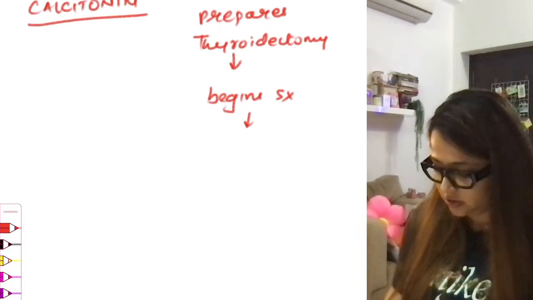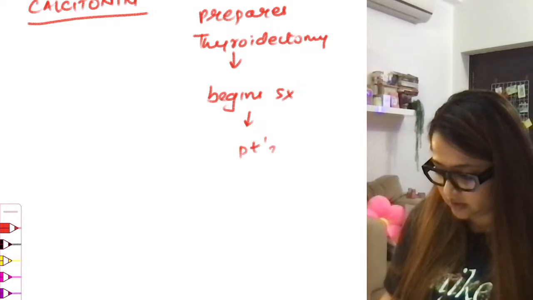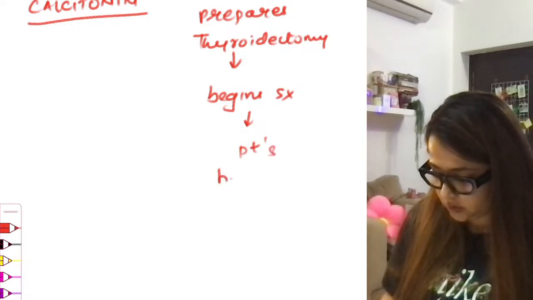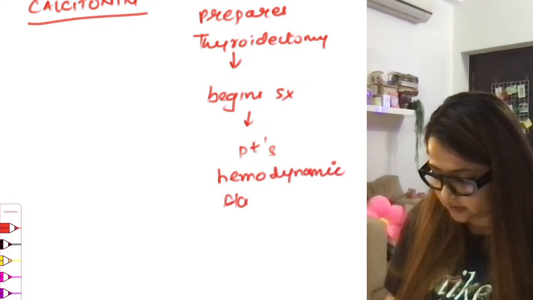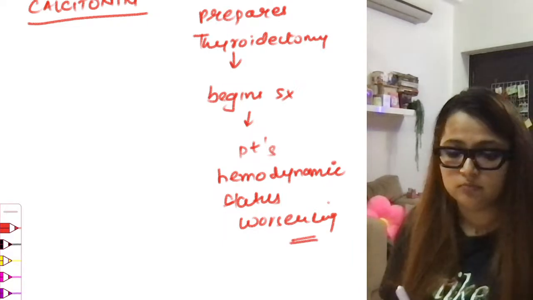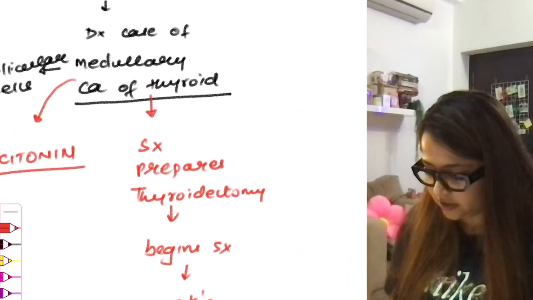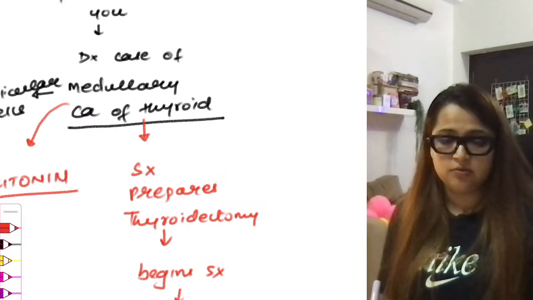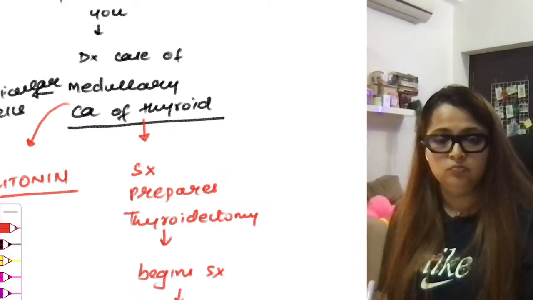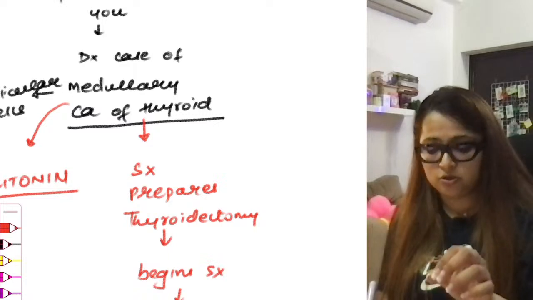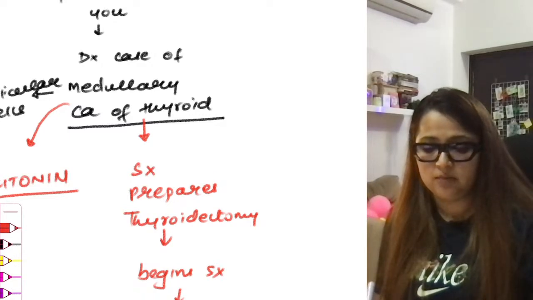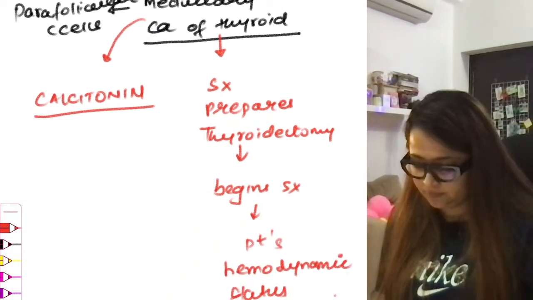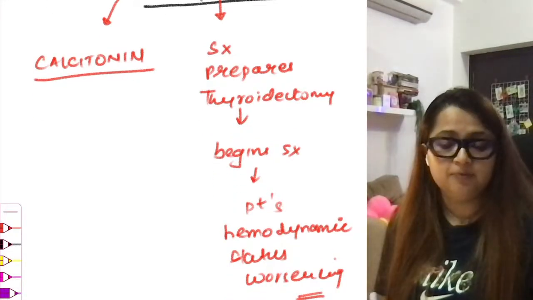When the surgeon begins the surgery, the patient's hemodynamic status is worsened. That means his blood pressure is shooting high. Okay, so what is this situation that we are talking about? You are the surgeon. A patient of medullary carcinoma of the thyroid comes to you, and without doing any further investigation you get the patient for surgery, and while you start the surgery, the patient becomes hemodynamically unstable. What is the reason? So this is the practical aspect here.